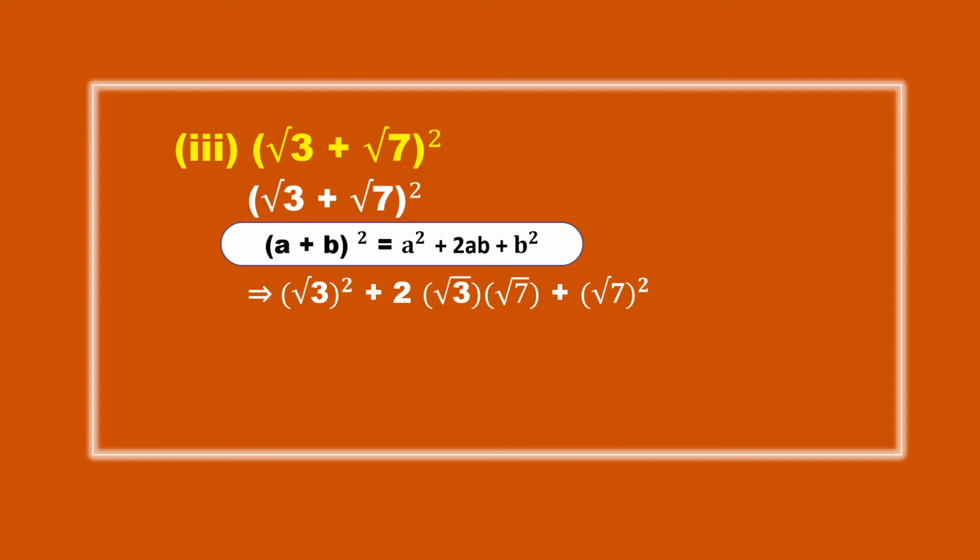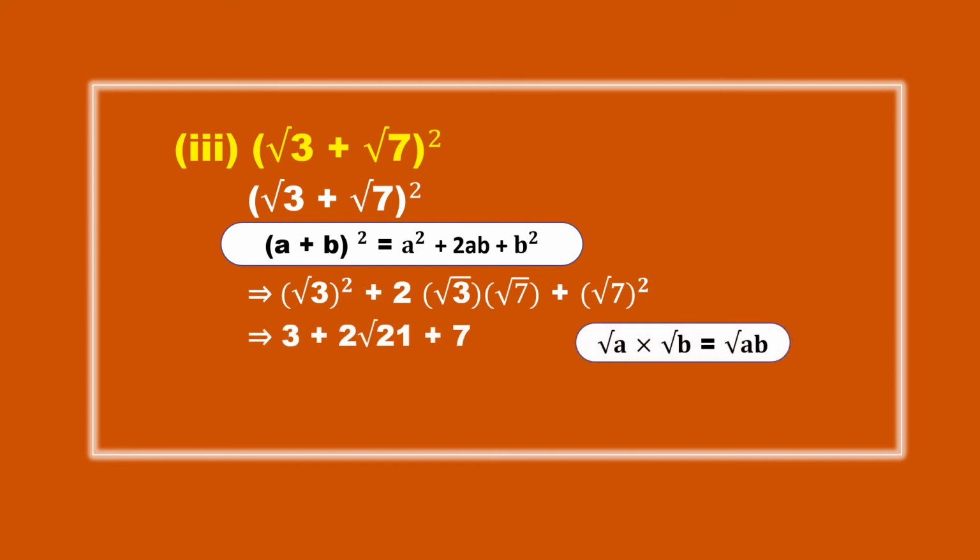So it is 3 plus 2 root 21. How did I get this 21? Because of the identity root a into root b equals root ab. When both irrational numbers are multiplied, you can put only one root and multiply the numbers within the root. So 3 sevens are 21. And here root and square are cancelled, so you'll get 7.